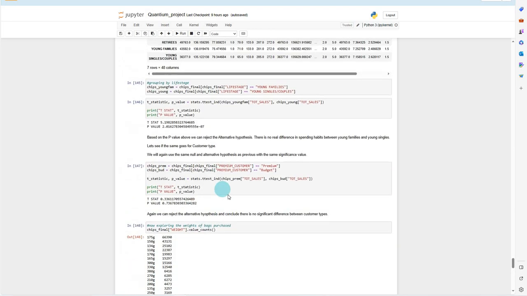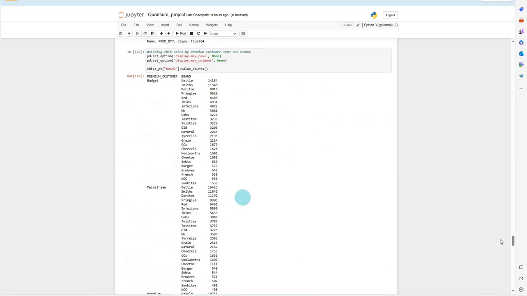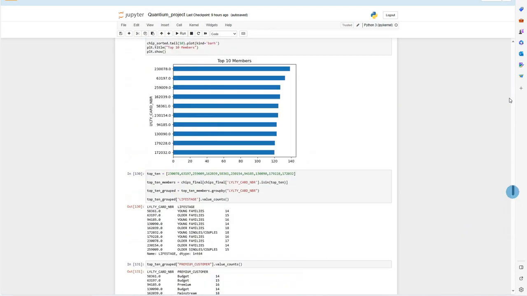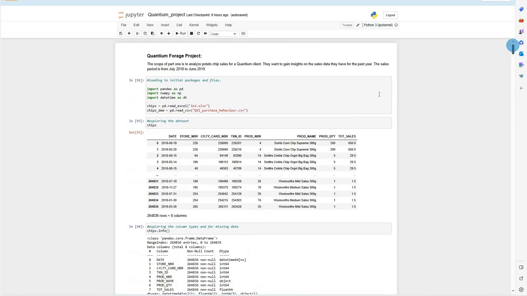So that basically covered the initial part one, and they wanted it as a PDF instead of the notebook. So I uploaded it, and then I went on to part two, and part two I'll cover next.